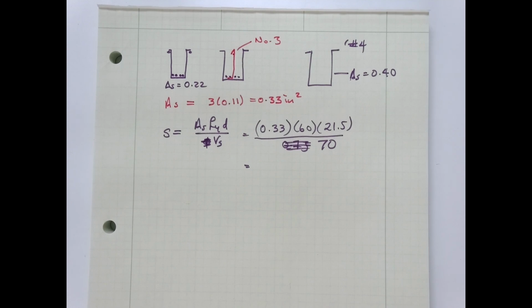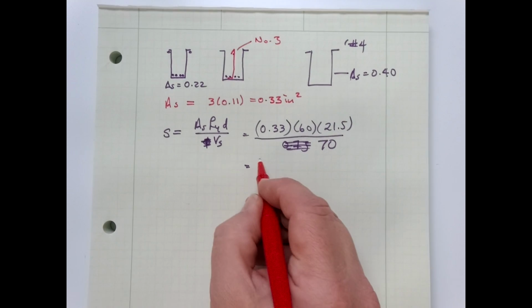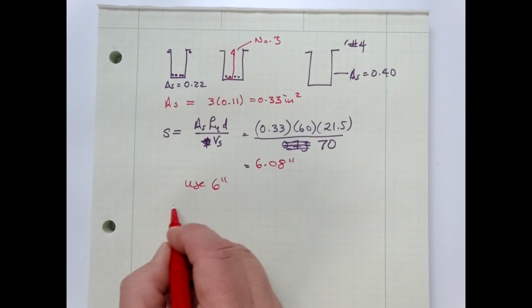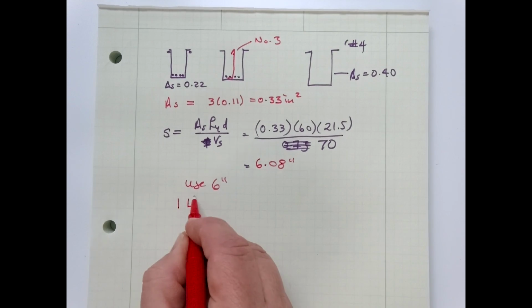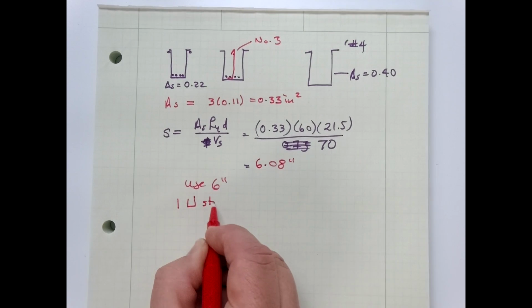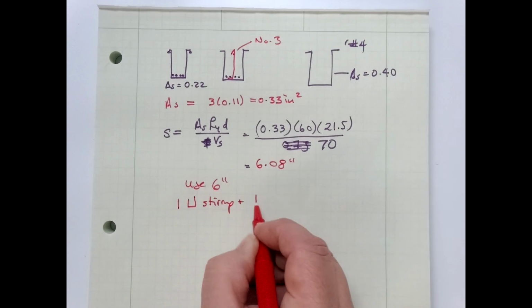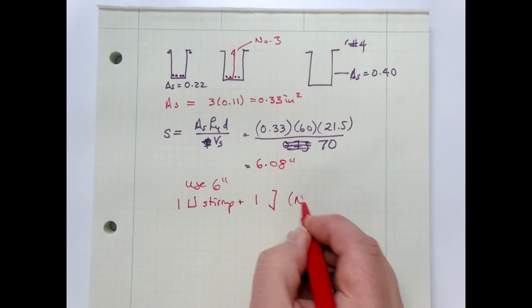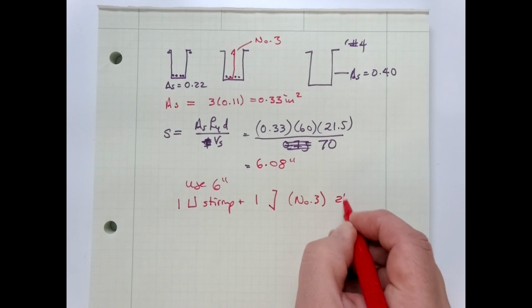6 inches? What is the exact number? 6.08. Call it 6 inches. We have now made the perfect beam at 6 inches. That's 6.08 inches. Use 6 inches. We need one U-shaped stirrup plus 1 bent bar, all number 3s, at 6 inches.